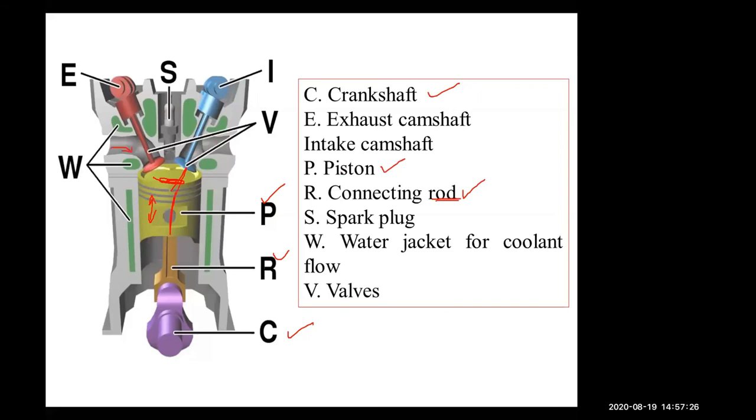Valves. And here is the intake shaft, exhaust shaft. Intake shaft and exhaust shaft. And this is the body or water jacket for coolant. Here there will be coolants due to the high friction between the piston and the body. This is the inside structure of this piston engine.